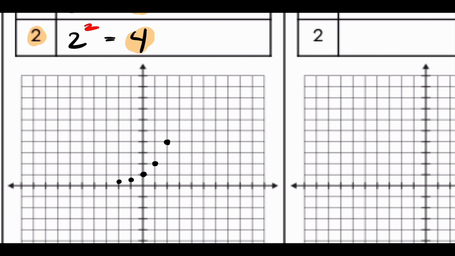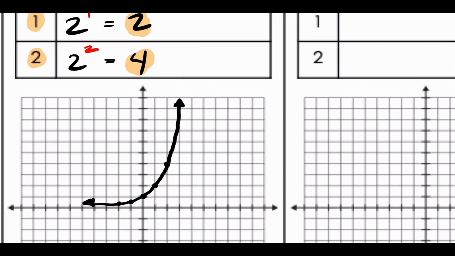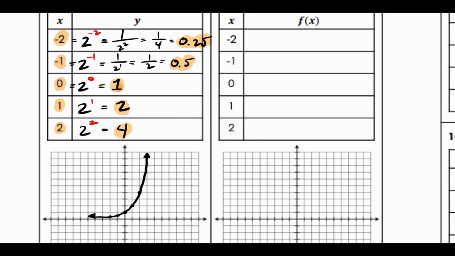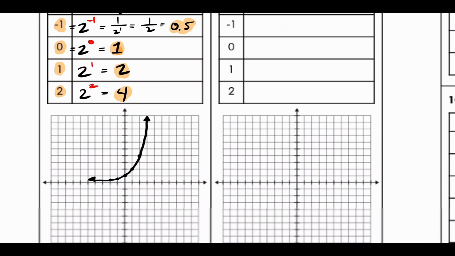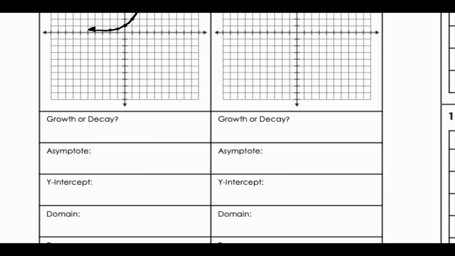And then you're going to connect the dots as best you can. It's not going to be a straight line. It's going to be a curve. We talked about it. All of our graphs today will be curves. They're not going to be straight lines. Okay. That's what the graph looks like. It's growth. We knew that before because b was 2, bigger than 1. Okay. All right, so now we got to go answer the questions in the back.